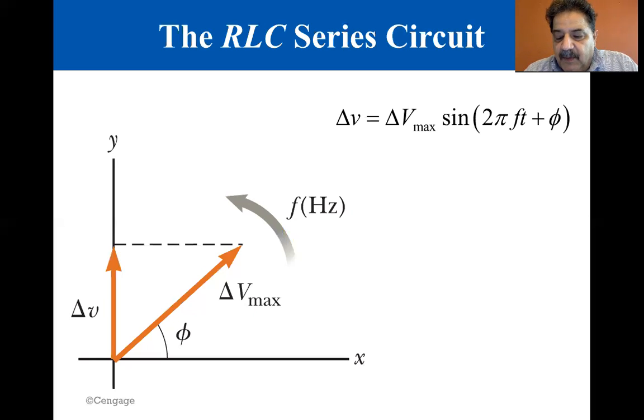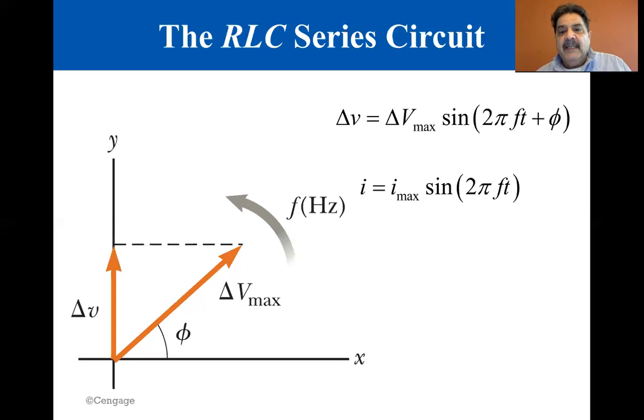Because phi is the phase angle between the voltage and current in the circuit, the phasor for the current, which is not shown here, lies along the positive x-axis when t equals 0, and is expressed by this relationship. I equals I max sine 2 pi f t.